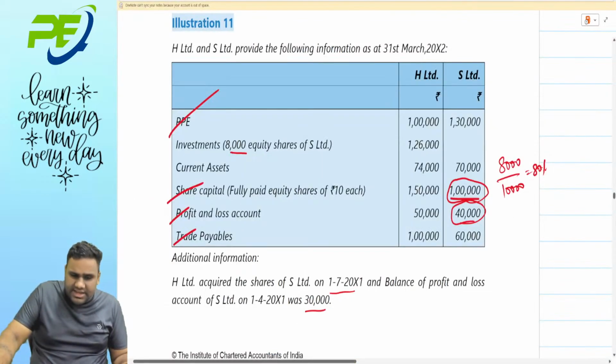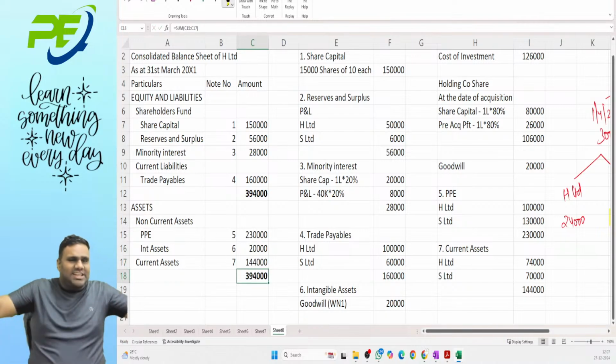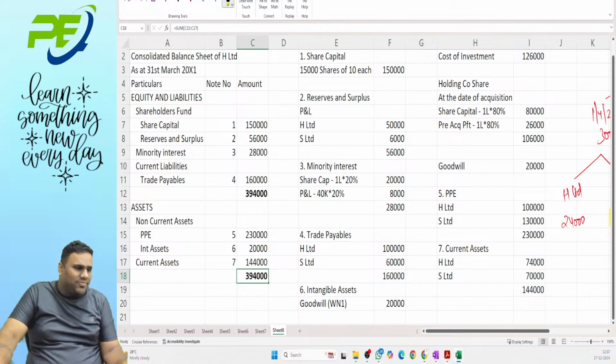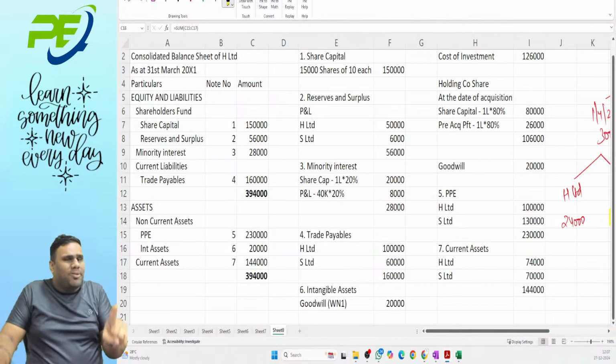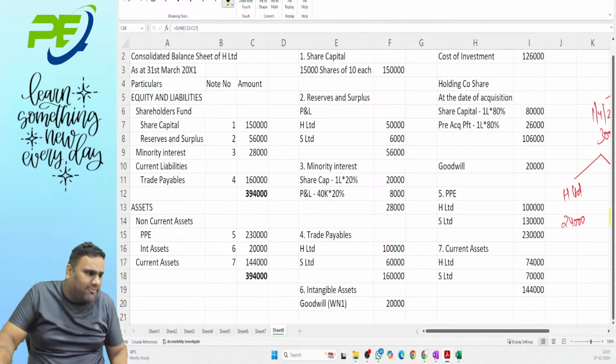And finally, current assets 74 and 70, 144. Balance sheet tally, magic. Everyone, come on, copy quickly. Are you all able to follow? Previous problem, this problem, except reserve, no other adjustment. All the other things are same, same, same.